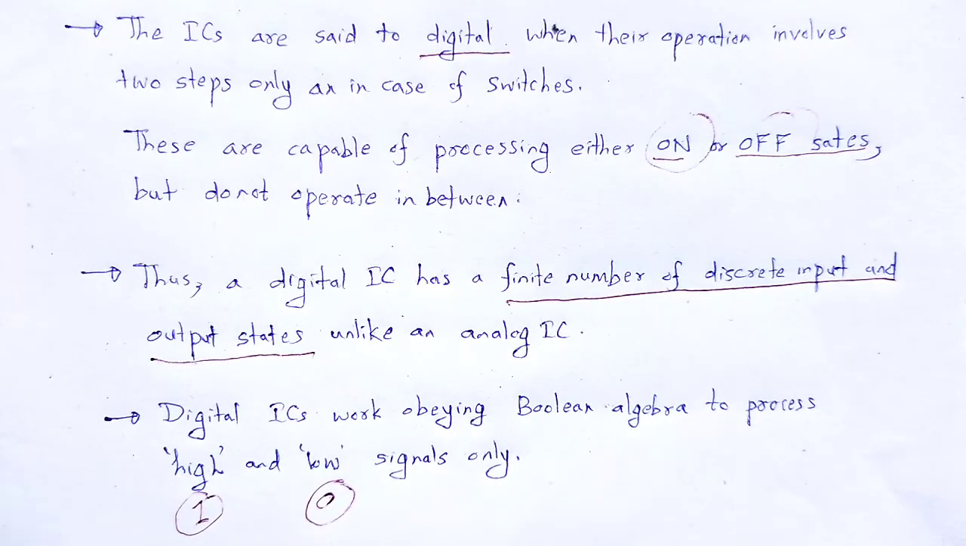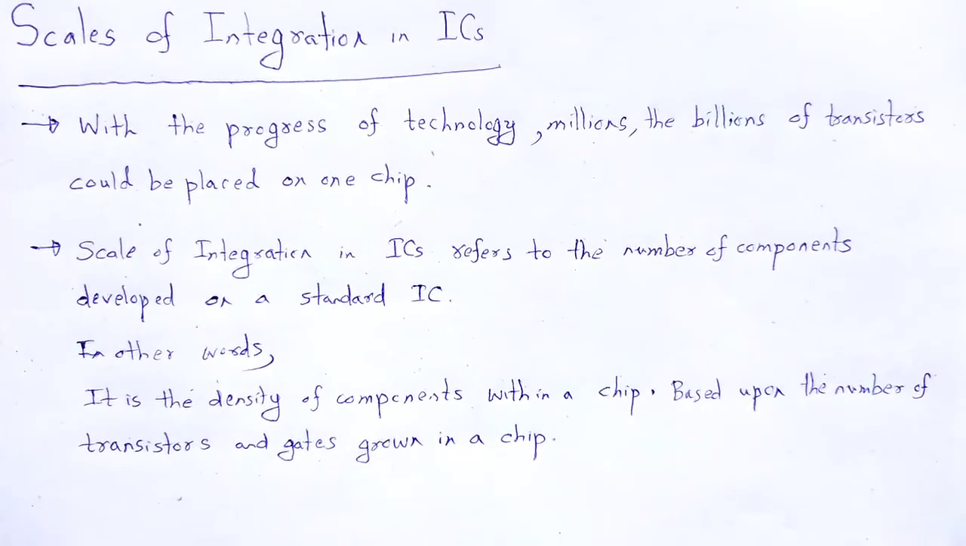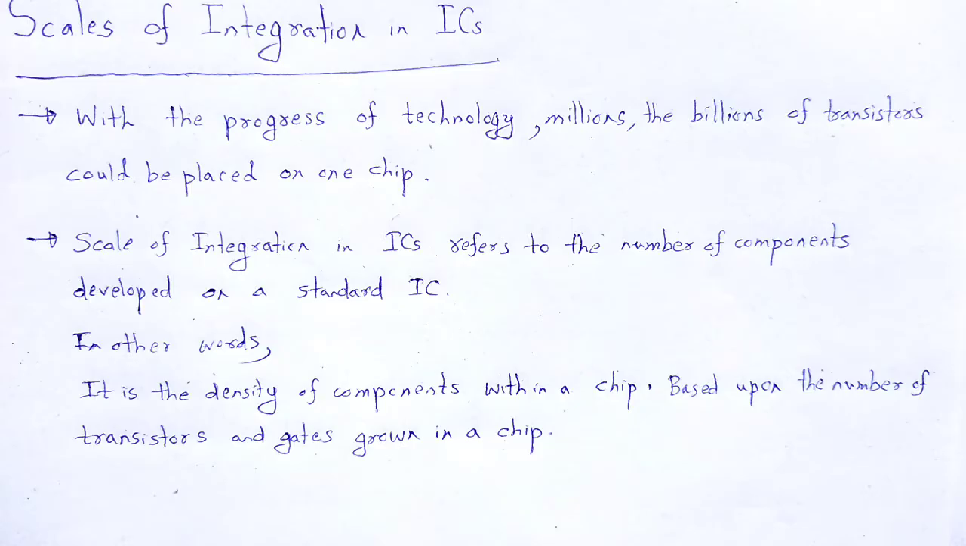Next, scales of integration in ICs. In an integrated circuit, we know millions and billions of transistors are used. With the progress of technology, millions, that is 10 to the power 6, billions, 10 to the power 12.